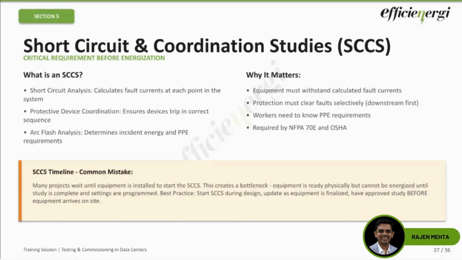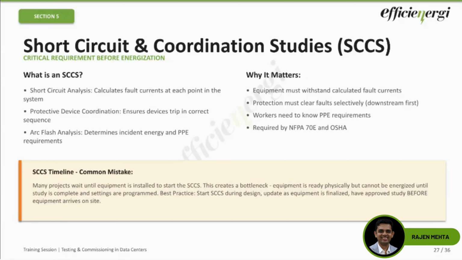What is the best practice? As opposed to this, you have to start SCCS during the design stage. That is necessary and mandatory, I would say. During the design phase, you have to start, but you have to issue some preliminary studies. What happens today, unfortunately, is the SCCS study is such a misunderstood subject that people want it in toto, in completion at the first stage itself.